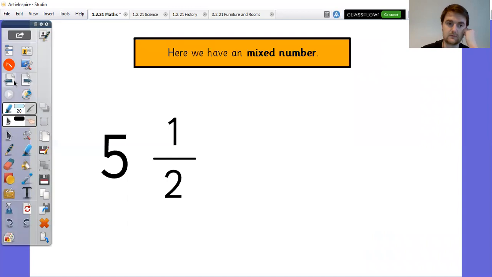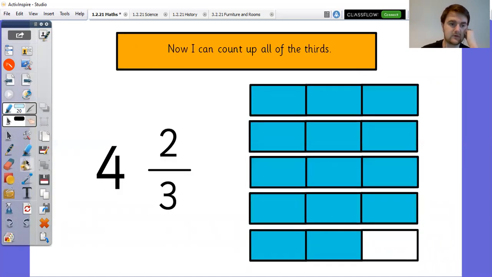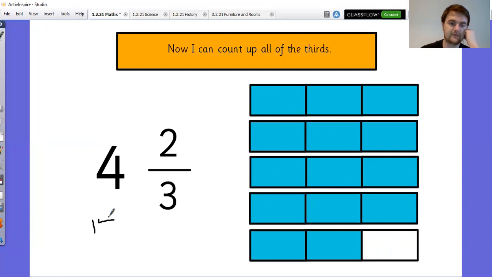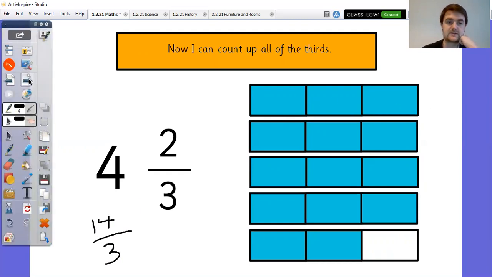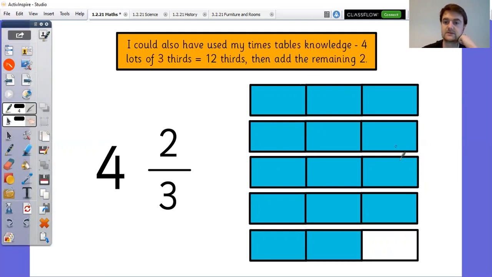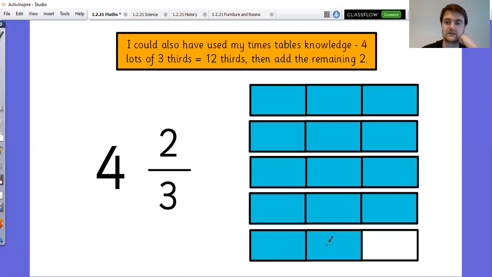I could also use, oh, sorry, I thought I'd written the answer down somewhere. I could also use my knowledge of the 3 times table, because I know that each completed row has got 3 thirds in it. So I could count up in 3, 6, 9, 12, 13, 14 to find 14 thirds. Let's try another one of those together, and then I'll show you what your activity is.